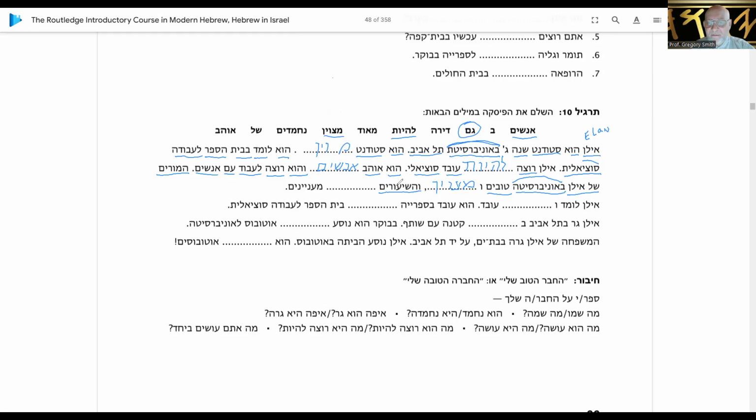V'hashiurim, and the classes, and his classes. We're talking about Elon's classes. Blank. Now look at this. This is a hard one to pronounce. Me'anyanim. I think that's how you say it. I think it's me'anyen. Yeah. מעניינים. Me'anyanim. Okay, so the classes blank me'anyanim. So classes are what?